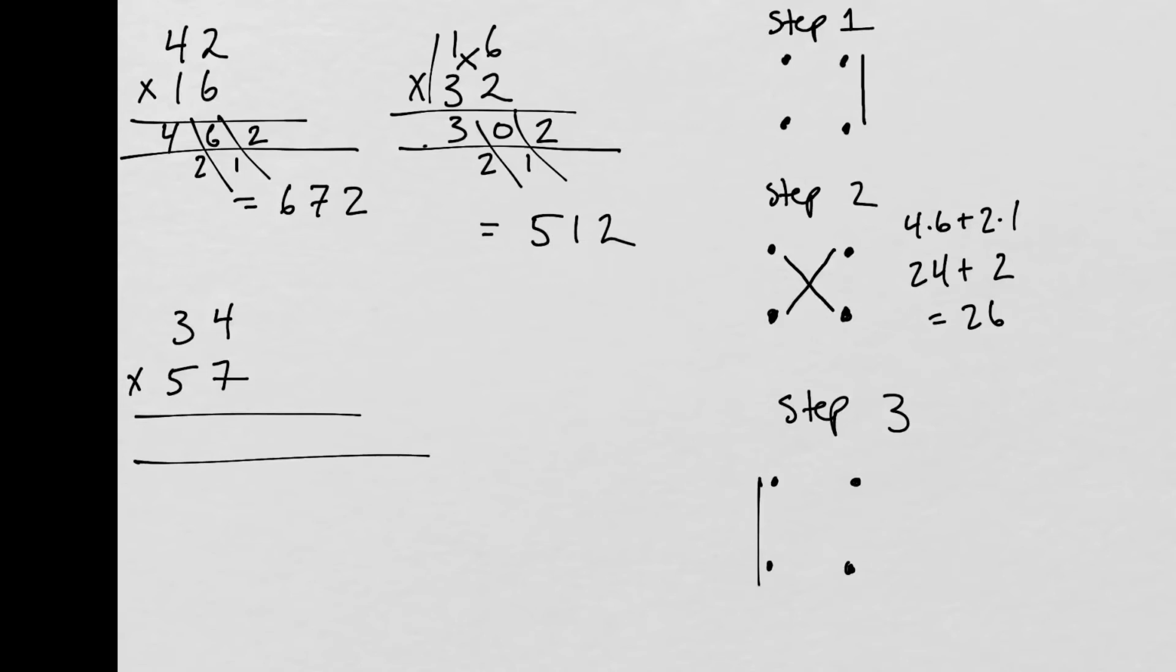Okay, here we go. Problem number 3. Let's do this together here. 4 times 7, that's going to give you 28. Then once again, I'm going to multiply 3 times 7, and then I'm going to add that to 4 times 5. So sometimes I like to write these out.